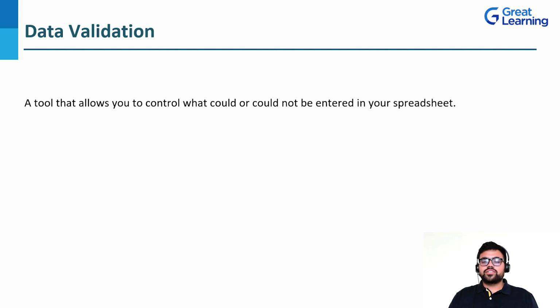Next is data validation. Data validation is a very interesting tool which allows you to control what can or cannot be entered in your spreadsheet. It is a very important tool when it comes to data handling processes, like collecting information. So let's say that you are rolling out a survey in which you want the user to fill only certain values in particular columns. Data validation allows you to do that. So let's see how we manage data using data validation.